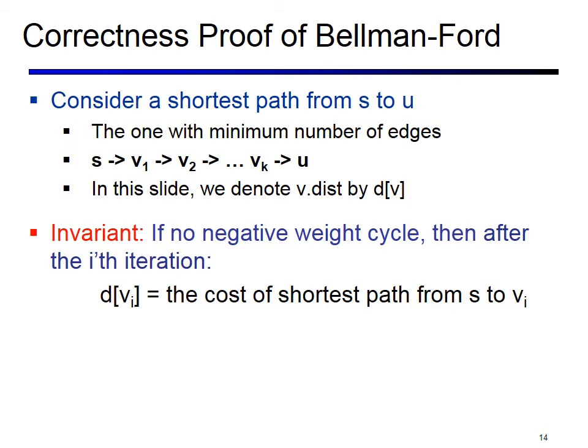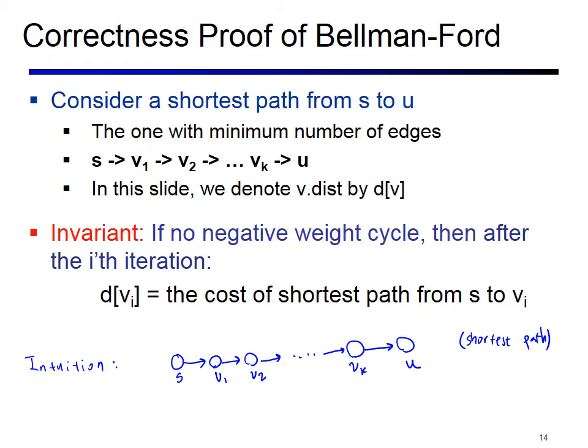Consider the shortest path from the source node S to another node U, which goes through some intermediate vertices V1, V2 to Vk. In this slide, we denote the dist of a vertex V by d of V. Here is the invariant of the algorithm. If there is no negative weight cycle, then after the ith iteration, d of Vi becomes equal to the cost of the shortest path from S to Vi. Here is the intuition. The dist of the source vertex S is set to 0 initially, which is equal to the shortest path from S to itself.